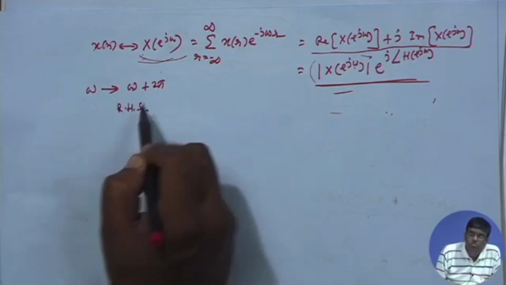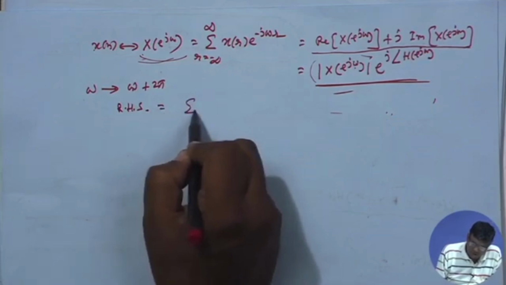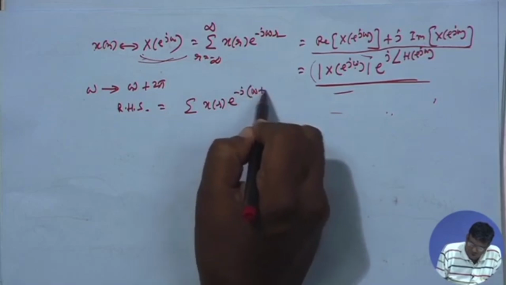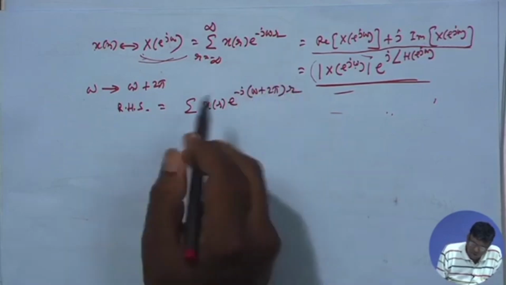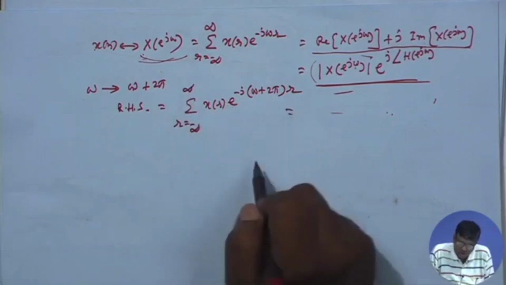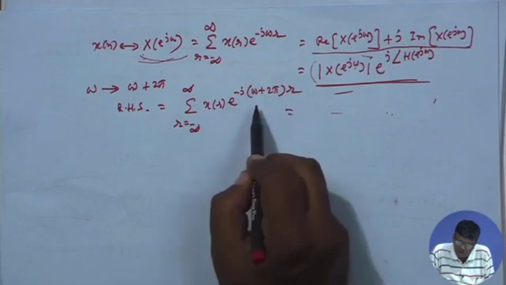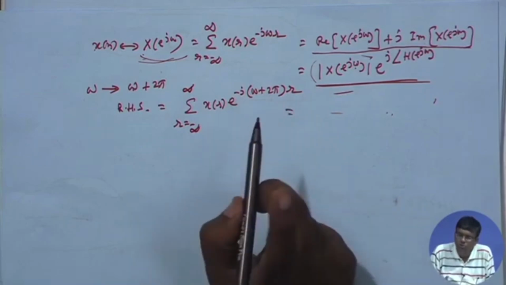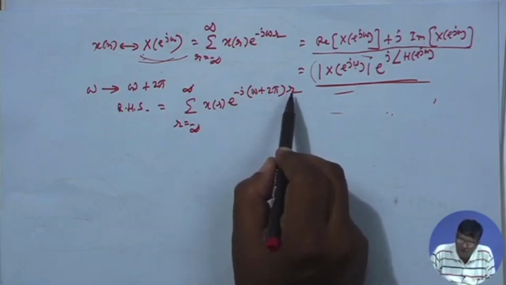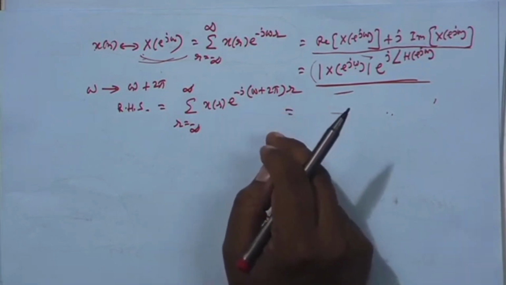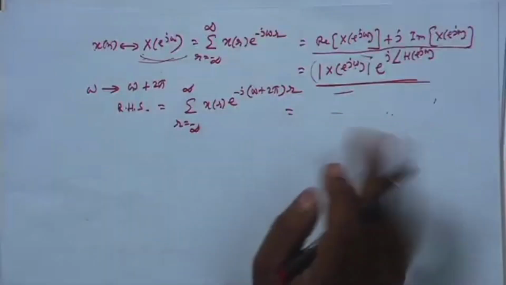RHS becomes j omega plus 2 pi r, and then e to the power minus j omega r as it is, but e to the power minus j 2 pi r. E to the power minus j 2 pi r is always 1 for r, because r is an integer. E to the power j 2 pi, e to the power minus j 2 pi, e to the power j 4 pi, e to the power minus j 4 pi, they are all having value 1. All right, this I believe you know.